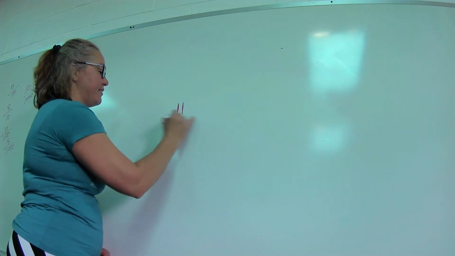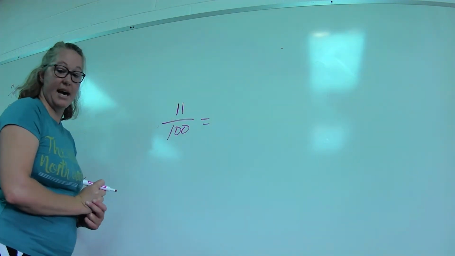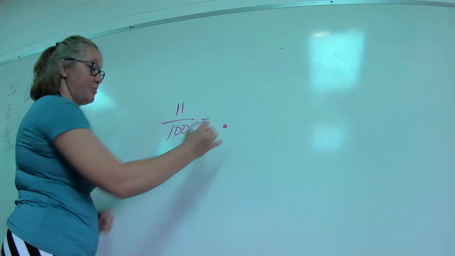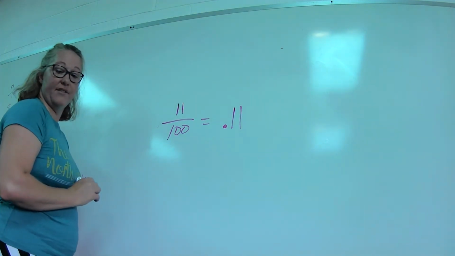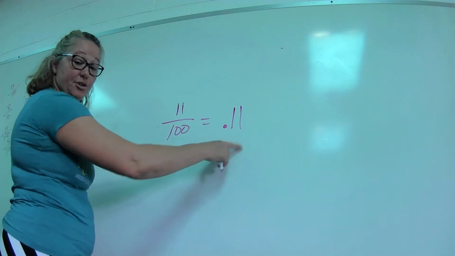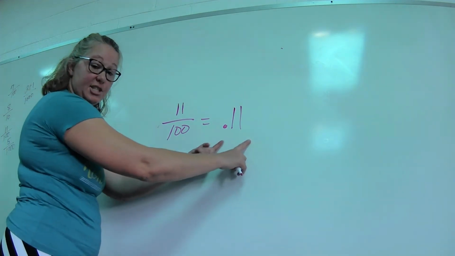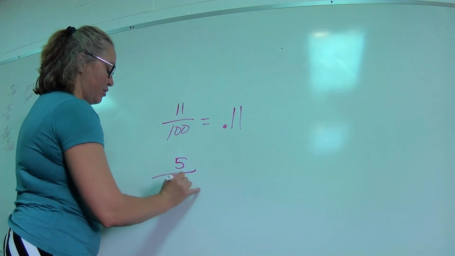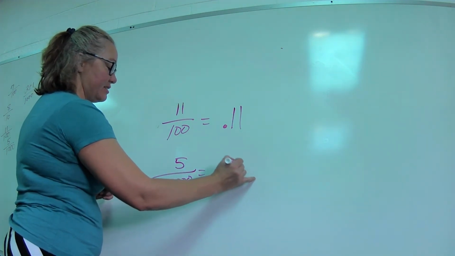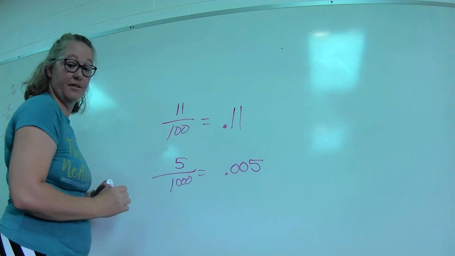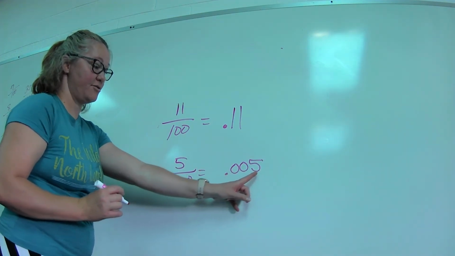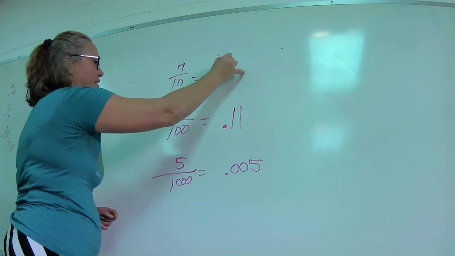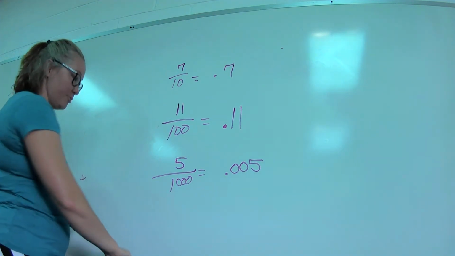So I want to take 11 hundredths and I want to put that into a decimal. So I start with a decimal. A hundredths is 2 places past, so I have 0.11. 11 hundredths. These are equal. These are equivalent. This is the fraction. This is the decimal. They are equal in value. All right. If I have 5 thousandths, I'd have 0.005. 3 places past, tenths, hundredths, thousandths. If I have 7 tenths, I have 0.7.